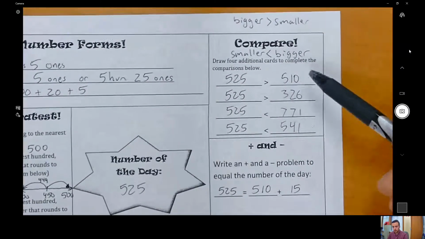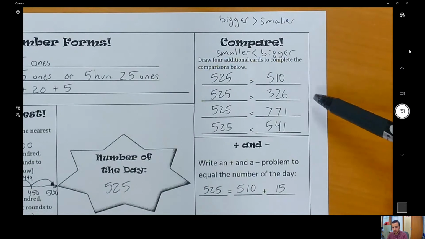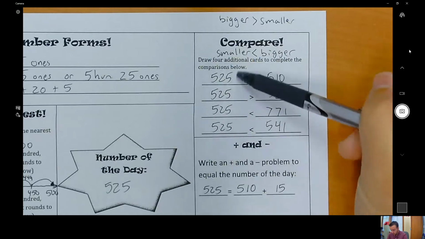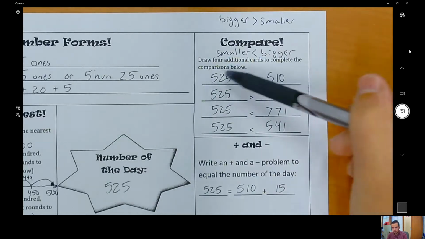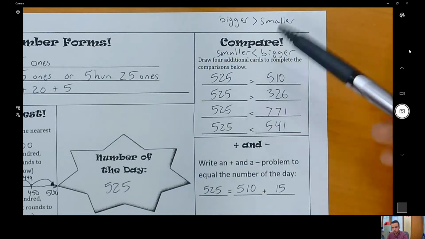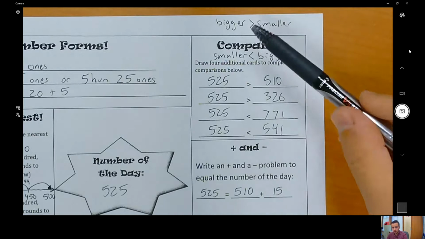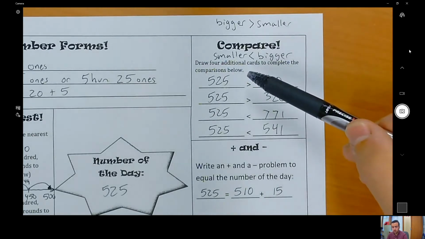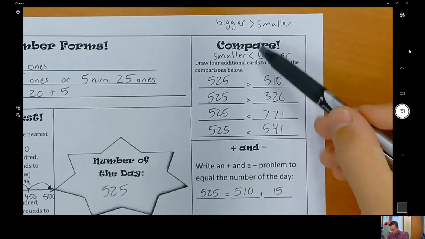Okay. Moving over to compare, it says to draw 4 additional cards to complete the comparison below, but since we aren't drawing cards, I would ask that you just put your number 4 times on the left side, and then think of numbers that make each statement true. We should know that they're called inequalities, the little crocodile or alligator mouths. Whichever side it's opening to is the bigger number, right? The alligator's hungry and is trying to eat as much as it can.